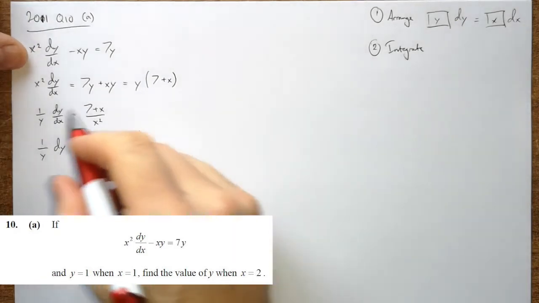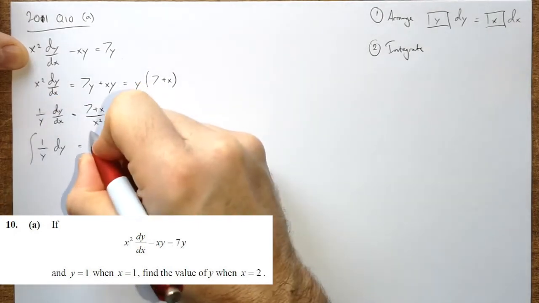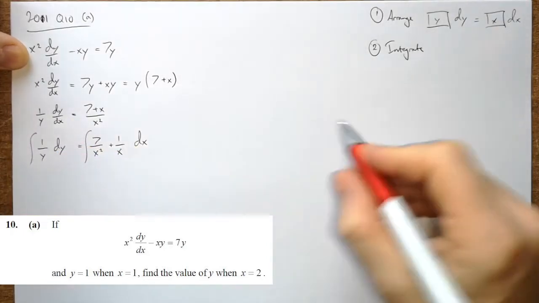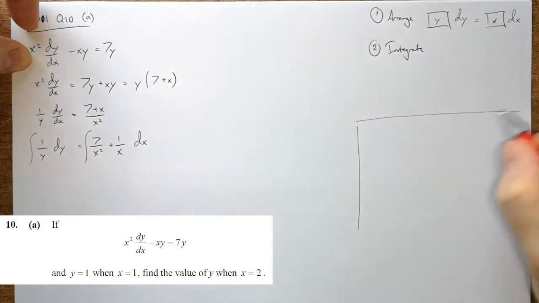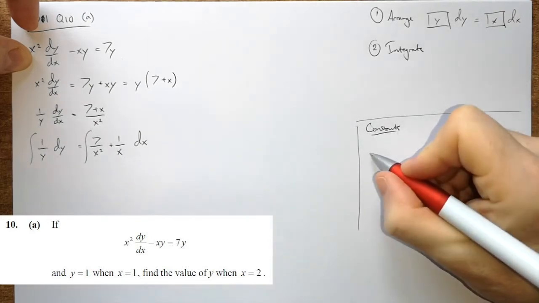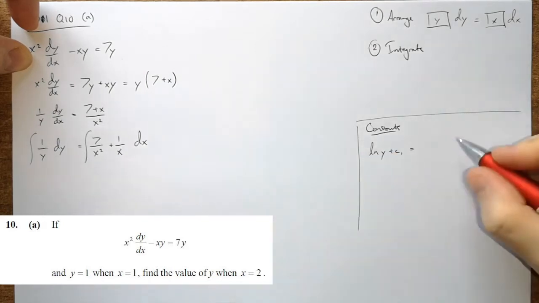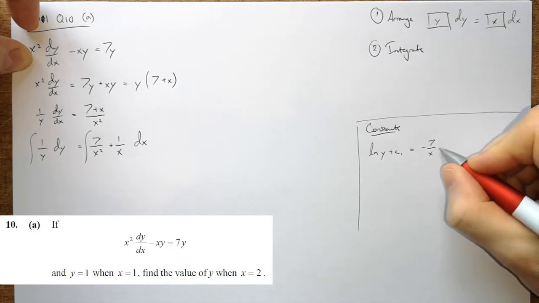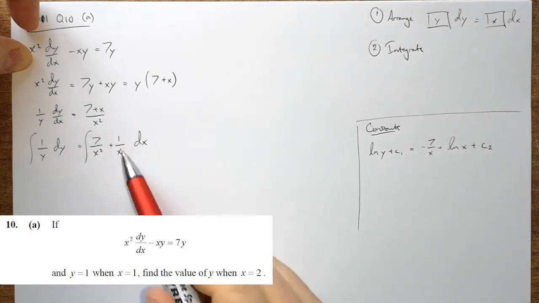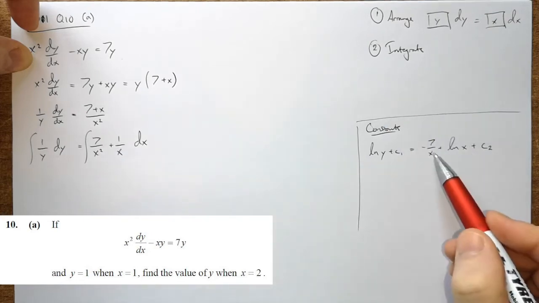Now, when we go to integrate these guys here, we are going to use constants this time around. So we can just pop that in there, integrate, integrate. I'm actually going to break out over here for a second, because why are we using constants only on one side? Well, if I was to integrate that here, I will get ln y plus c1 equals minus 7 over x plus ln x plus c2. Okay, now it's worth getting to know your rules of integration and so on. In this case, remember the power of x is minus 2. That's why it works out like this.